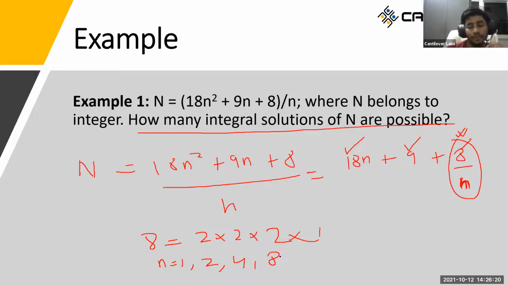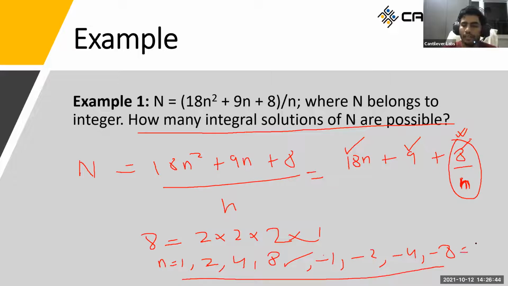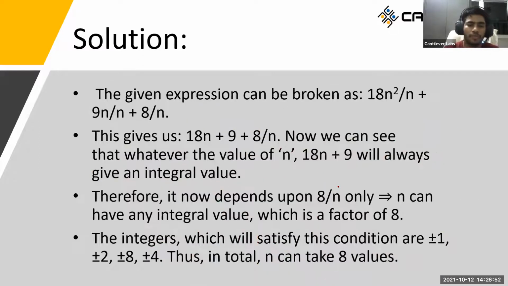But think again, can n assume only these values, or can it also assume negative values? Because we know integers go all the way from minus infinity to 0 and from 0 to positive infinity. So n would also assume negative values, that is -1, -2, -4, and -8. All of these add up to 8 values. So our answer to the question would be 8. How many integral solutions of n are possible? 8 solutions.